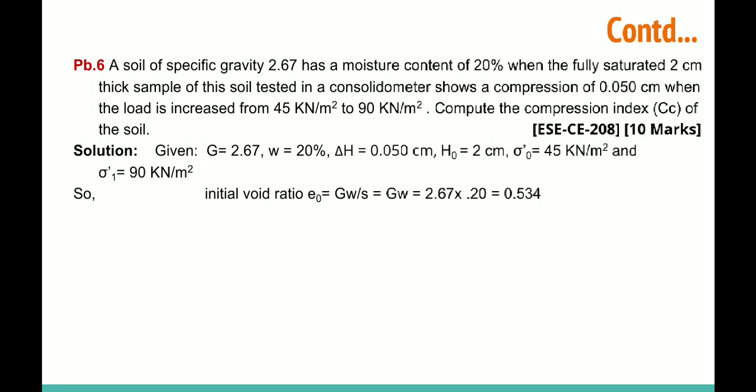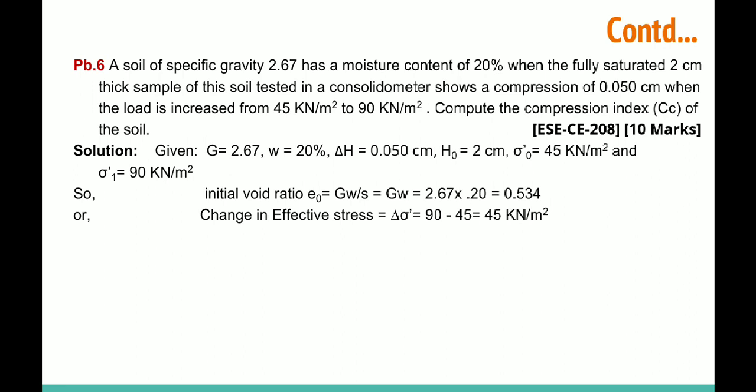So initial void ratio we can calculate. We have this relation G w by S, where S is equal to 1, because consolidation is occurring in the case of fully saturated soil, or in the case of 100% degree of saturation. So by using this relation, we get the e naught, void ratio at the initial stage, that we get 0.534. Okay.